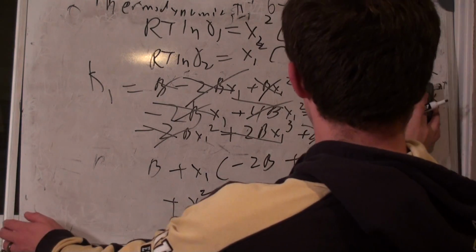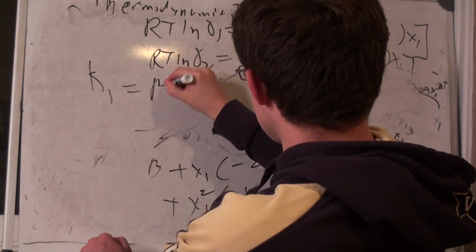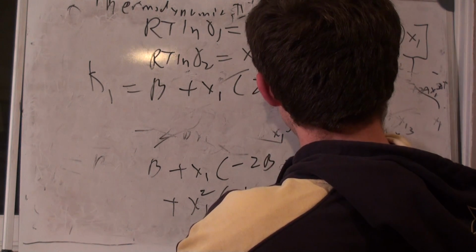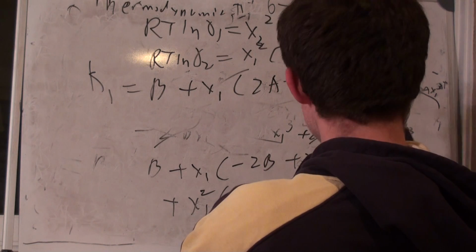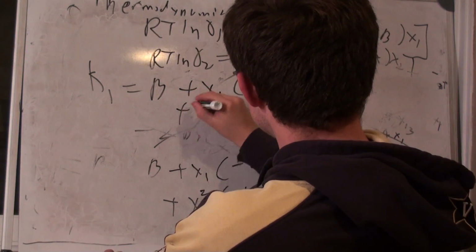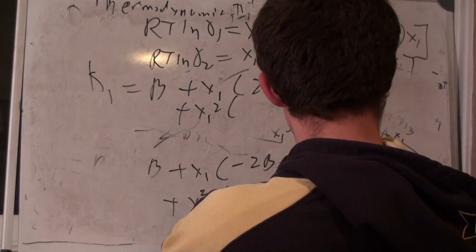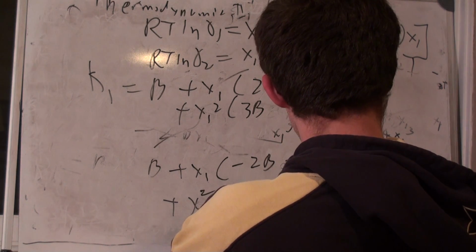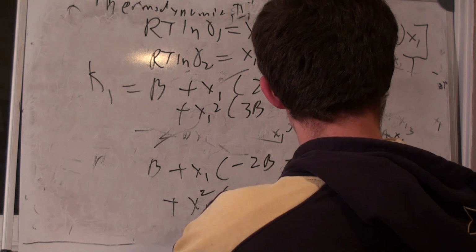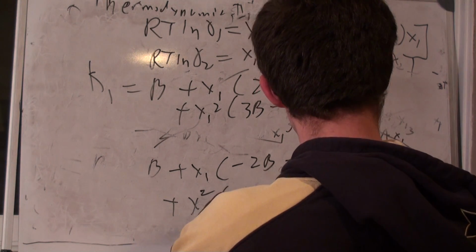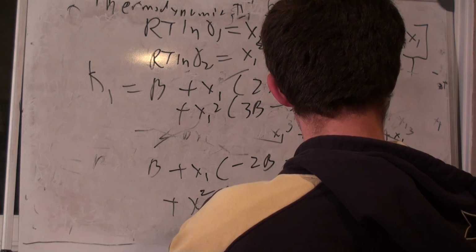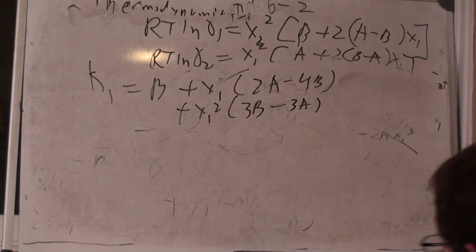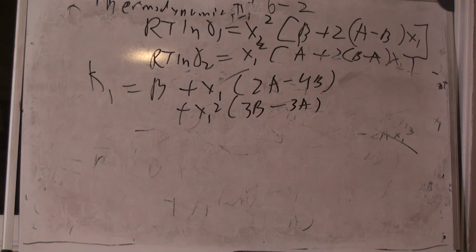So when I'm all said and done, this is equal to b plus x1 times 2a minus 4b plus x1 squared times minus b, 3b, yep, minus 3a. Yep. Alright, and that's a lot cleaner, but we have a problem here.